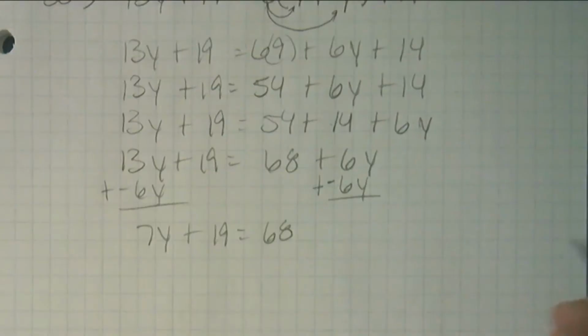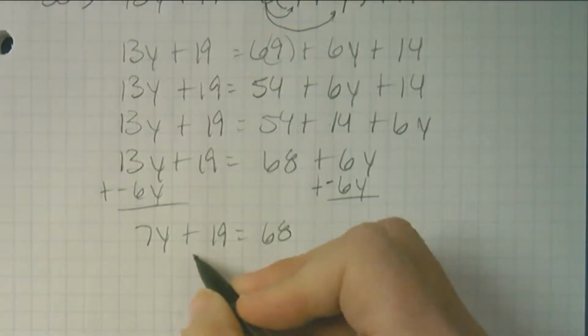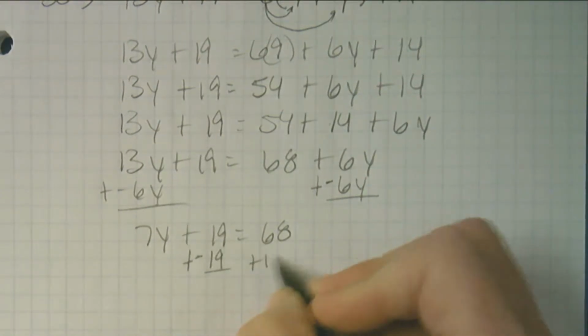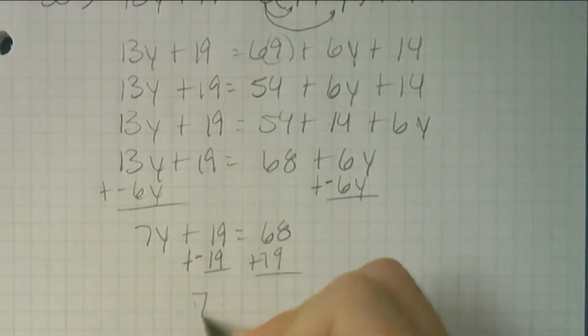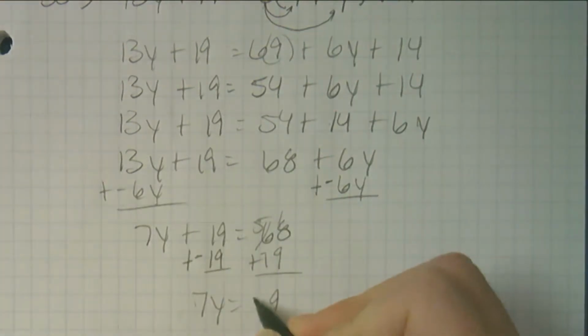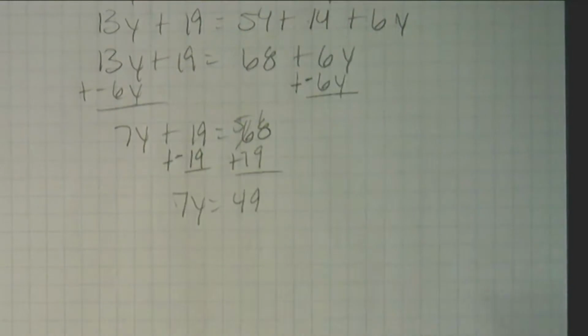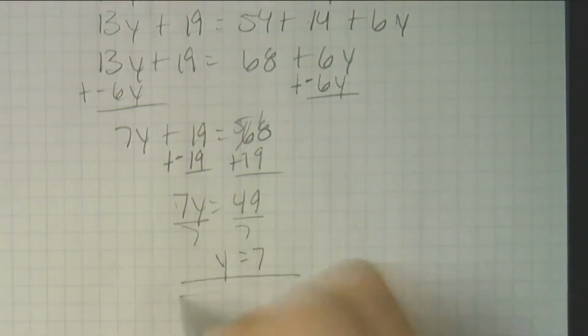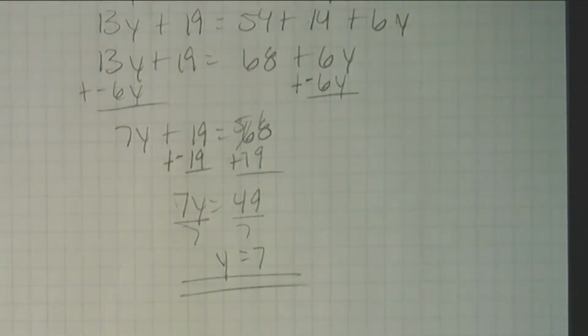Now what? All right, so I get 7y is equal to 49. Awesome. Excellent, nice job. Alex, does that help you?